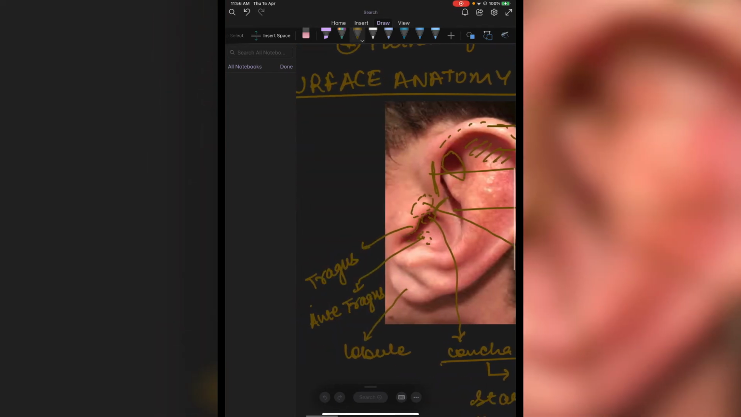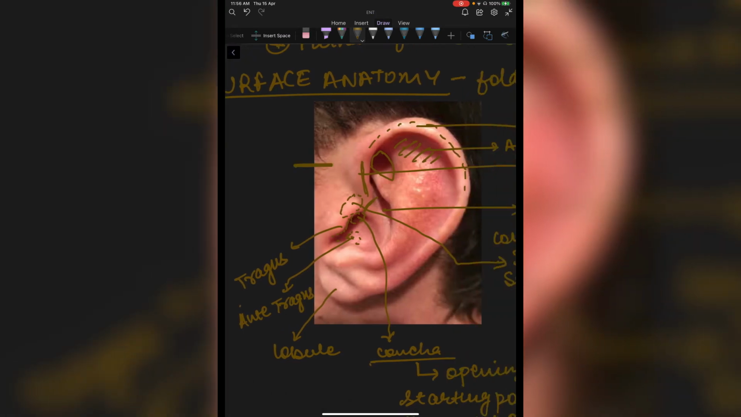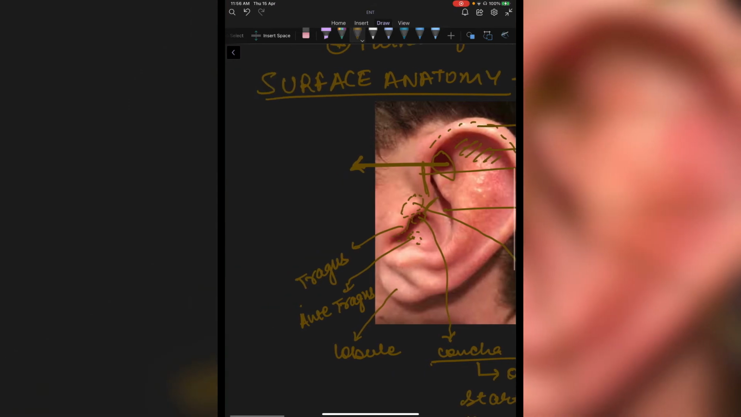That is why this area is called your triangular fossa.